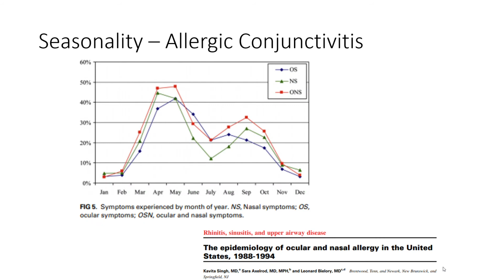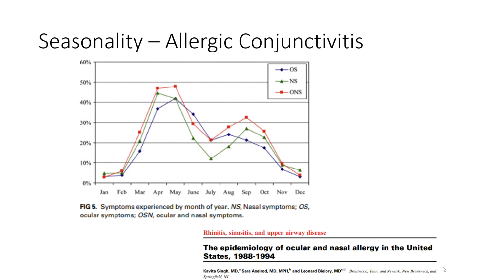Another thing we can think about with time is seasonality. An example of that might be allergic conjunctivitis. If we look over time, over the seasons, we can expect different incidence of disease. In this case, allergic conjunctivitis. We expect more in April and March, when we have high pollen counts, and then later on in the fall, there's a second bump, really from mold.